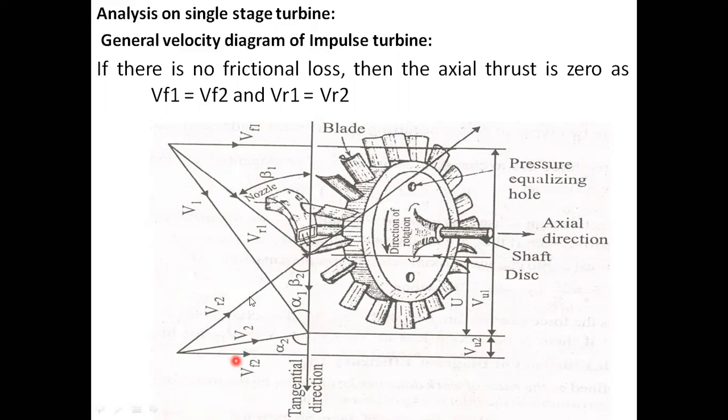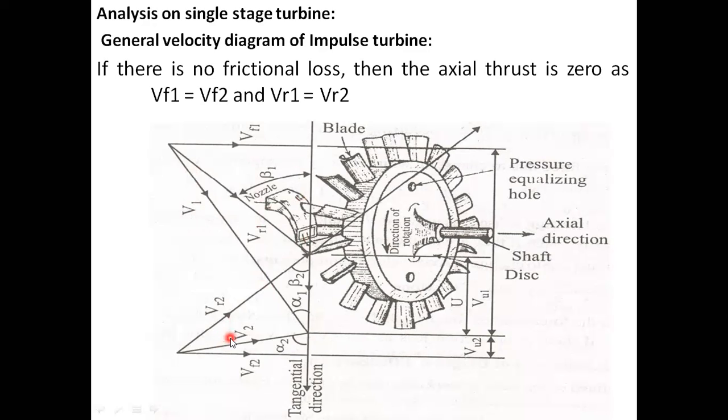So this is the velocity triangle at inlet, and this is the outlet velocity triangle. In this, you can see V1 is the inlet absolute velocity, VR1 the relative inlet velocity, VF1 the velocity of flow, and VW1 the velocity of wheel.